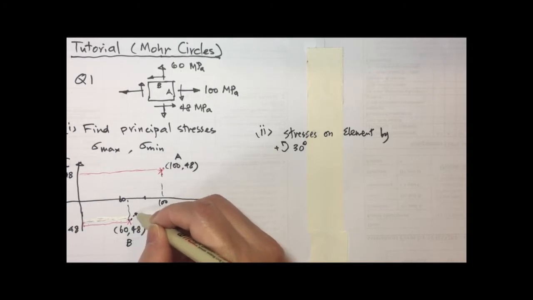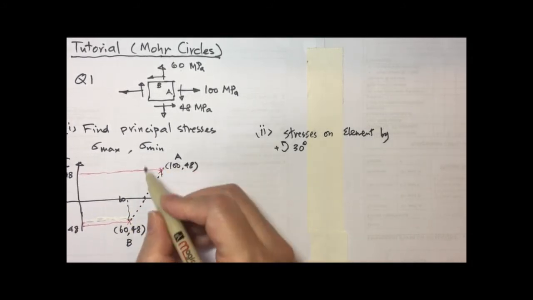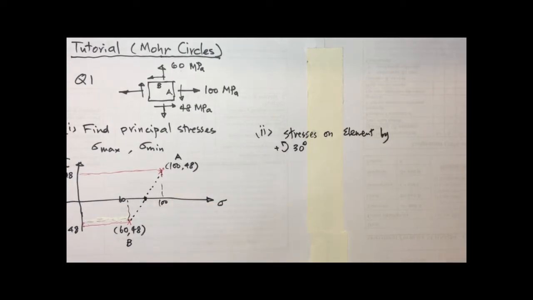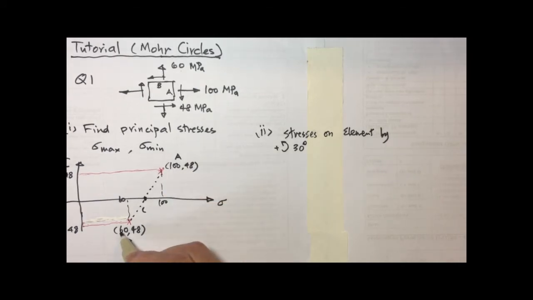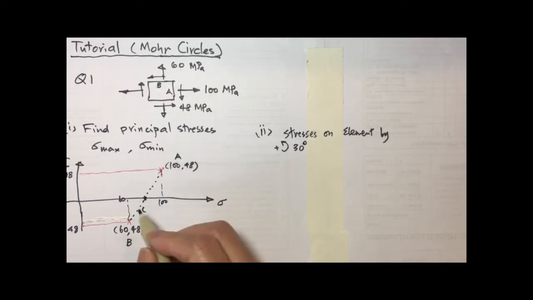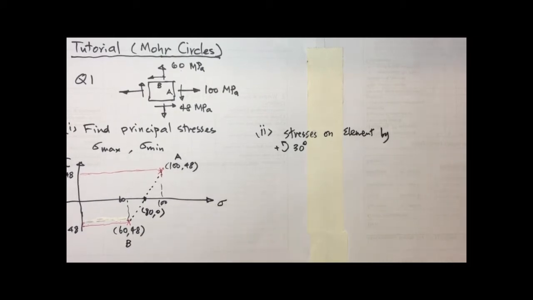So you better draw that, join that. Then you got the center here. So what's the location of the center? 100 plus 60, because it's midway in between. So 100 plus 60 divided by 2, so that's 80. And that's the zero stress here. So the center is 80 and 0.